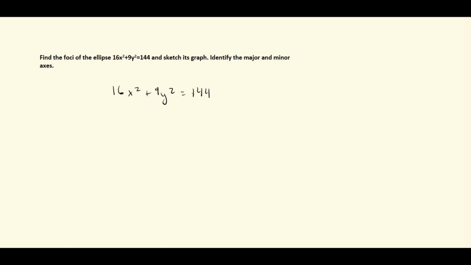Okay, so it's not in the form that we want it to be in. We want it to be in the form x squared over a squared plus y squared over b squared is equal to 1, where a and b can be under either x or y depending how it's stretched. So we're going to go ahead and change the form of this equation, and what we're going to do is divide both sides by 144, because we want the right side to equal 1.